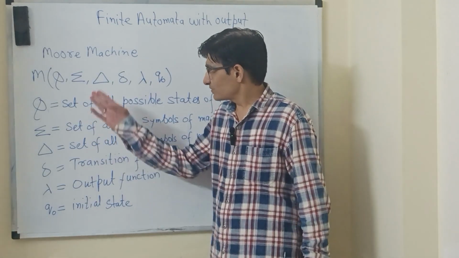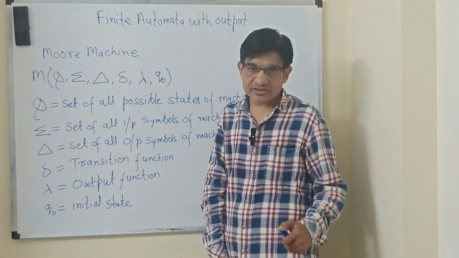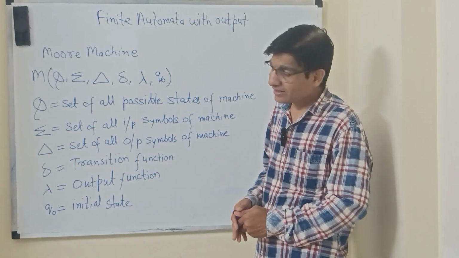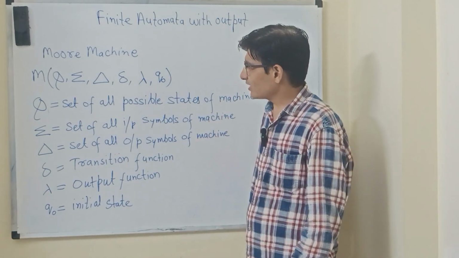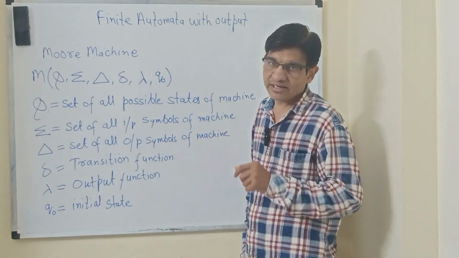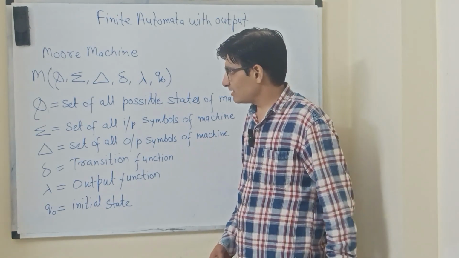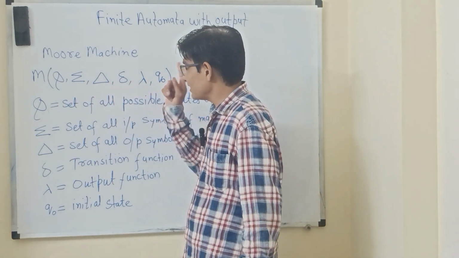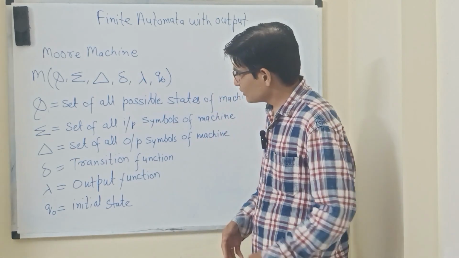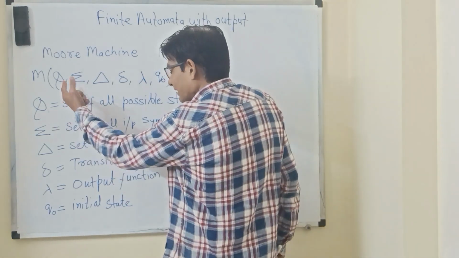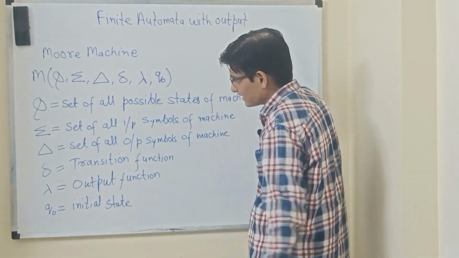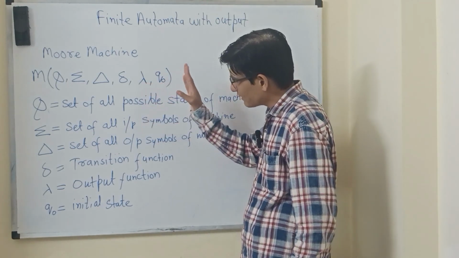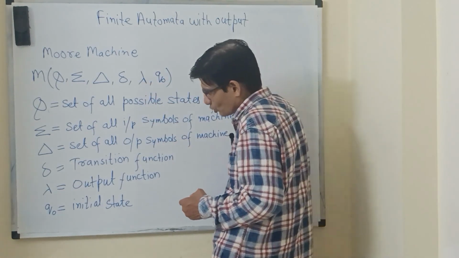So friends, as we discussed, Moore machine is finite automata with output. Now we will discuss the mathematical definition of this machine. Earlier, whatever finite automata we have discussed, all were 5 tuple machines. But as you can see here, friends, this is a 6 tuple machine. Q is again the set of all possible states of the machine. Then sigma is the set of all input symbols of the machine. These two are the same as finite automata without output.